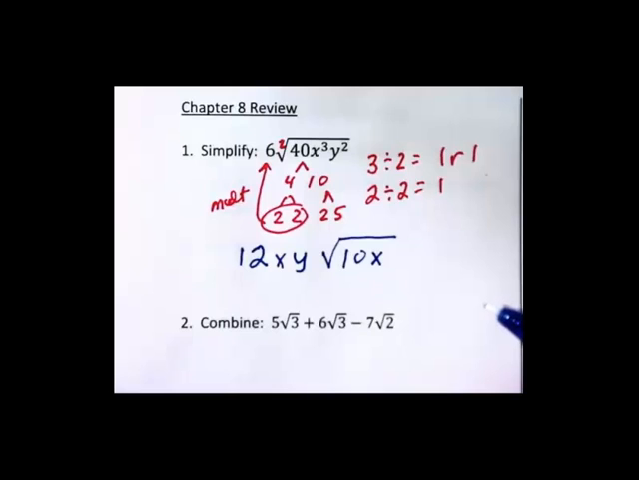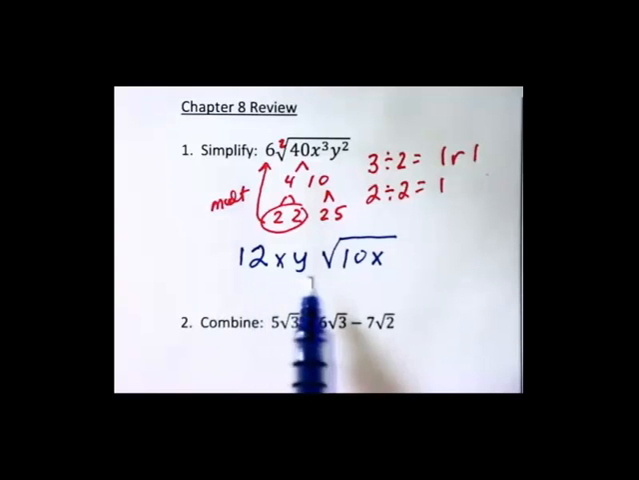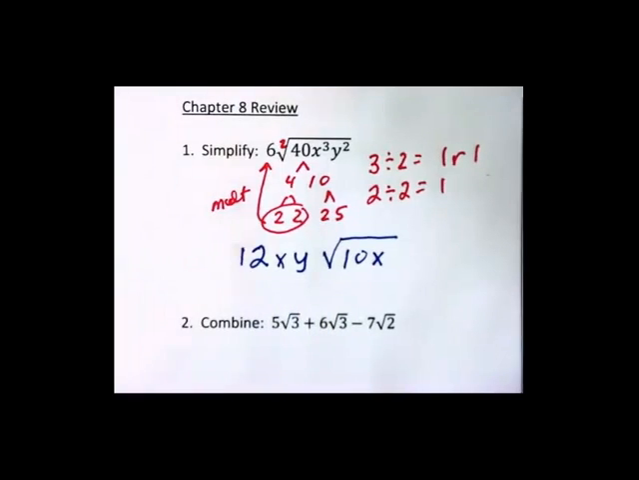And I'm going to assume that this problem is going to have a statement saying assume that all variables represent positive values so that we don't have to use absolute values. But if that statement were not there, the absolute values would go around the x and the y.